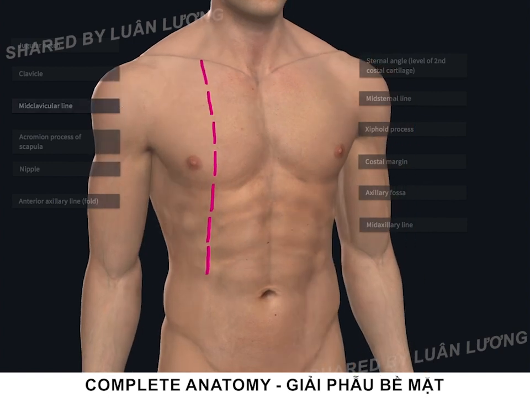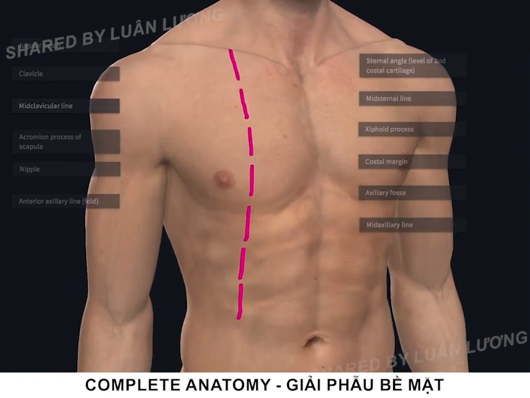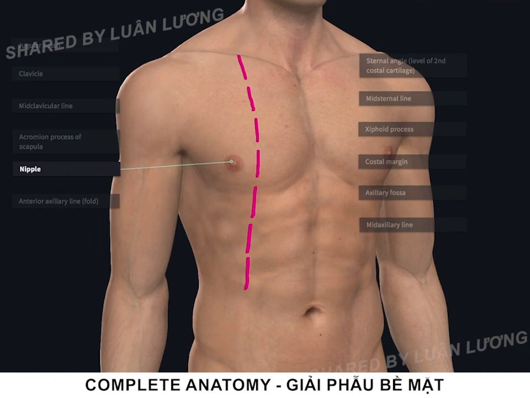Another useful landmark that can be readily seen is the nipple. And the nipple is going to be at the T4, or our fourth thoracic dermatome region. And that might vary somewhat in individuals, but it's a great visual cue for about the fourth intercostal space.